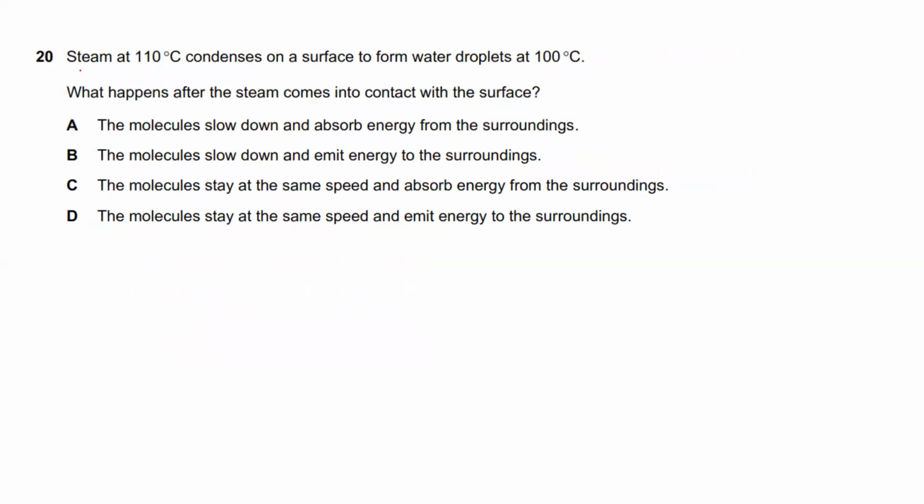Next question. It says steam at 110 degrees condenses on the surface to form water droplets at 100 degrees centigrade. What happens after the steam comes into contact with the surface? So the molecules slow down and absorb energy from the surroundings. The molecules slow down, yes, and emit energy to the surroundings. It looks good. The molecules stay the same speed? No, the temperature has decreased.